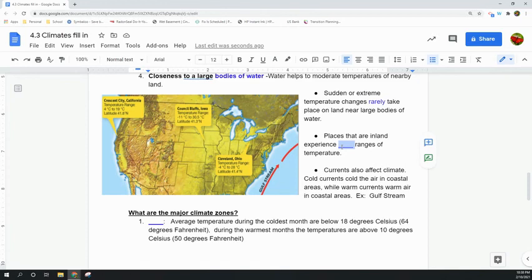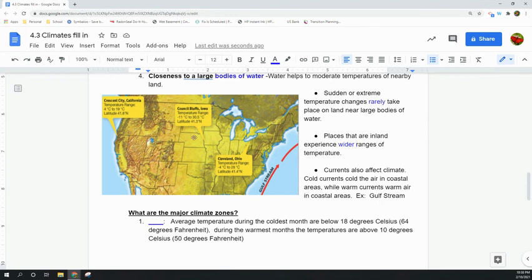Places that are inland experience wider ranges of temperature, like us in Ohio. We could get temperature ranges that go from 0 degrees Celsius all the way up to almost like 70 degrees Celsius. And in terms of Fahrenheit, that's like -3, 4 to even temperatures above 100. So we are in what we call an inland climate. We get extreme changes in temperature. Currents also affect climate. Cold currents cool the air in the coastal areas, while warm currents warm the air in coastal areas like the Gulf Stream.